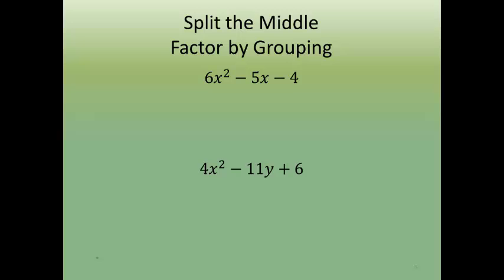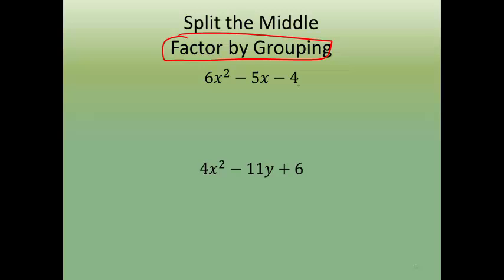All right, so we're going to give this grouping a try again. And this one is going to be done when I do not have 4 terms. It's really the same idea, factor by grouping or splitting the middle, but we're going to organize it a little differently because I only have 3 terms. I have a 6x squared, a -5x, and a -4.